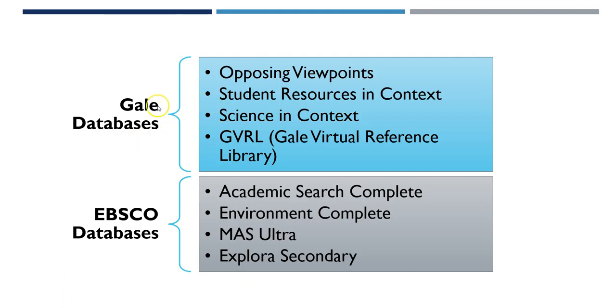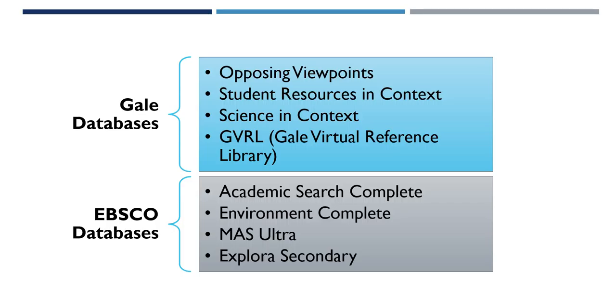We also want to remind you that when we're talking about our research databases, we're thinking about these online libraries that we give you access to because either we, our school district, or the state of Georgia pays for access to them. And the two companies that are publishing the databases that we're using for this assignment are Gale and EBSCO. Our Gale databases include Opposing Viewpoints, Student Resources in Context, Science in Context, and Gale Virtual Reference Library.